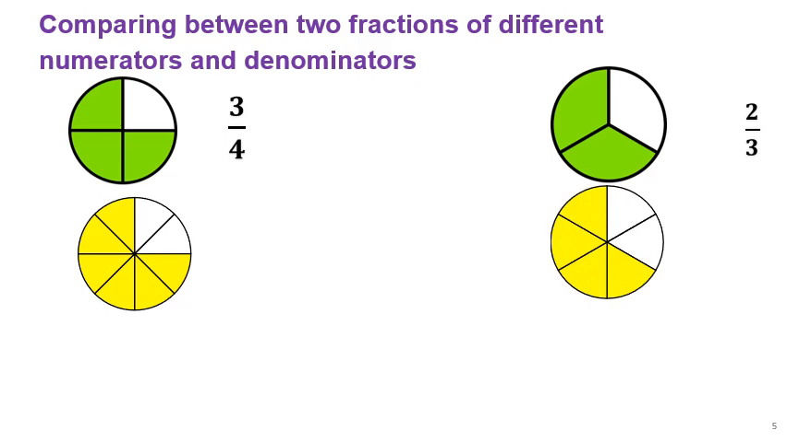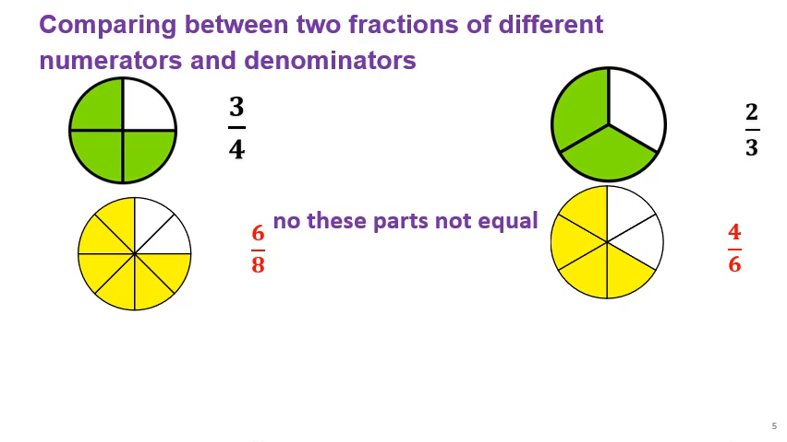Okay, let's write the fractions: 6 out of 8, 4 out of 6. When I do it, do I get the two fractions with the same denominator? No. That means these parts are not equal. I can't. I will try another method.